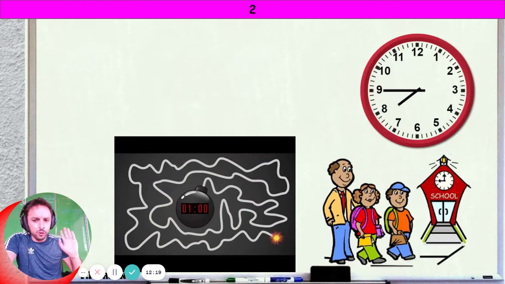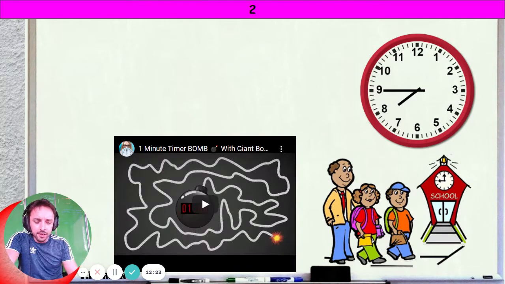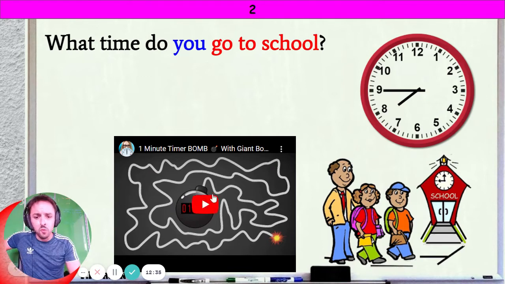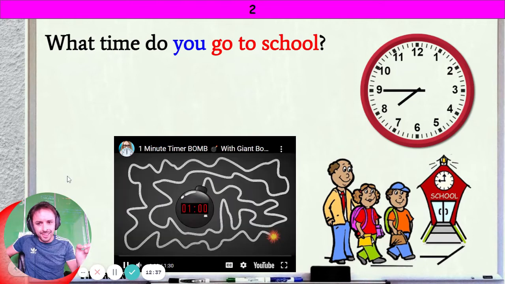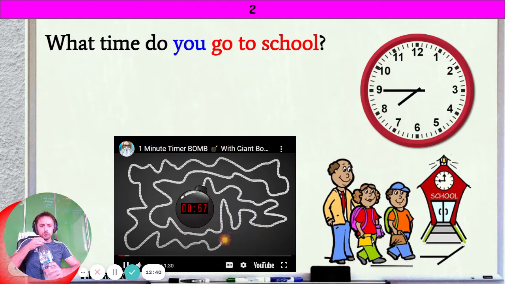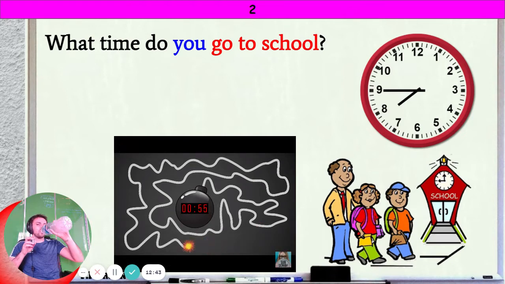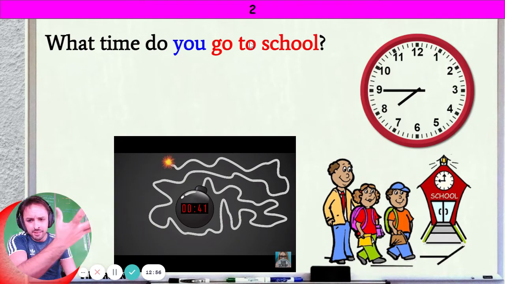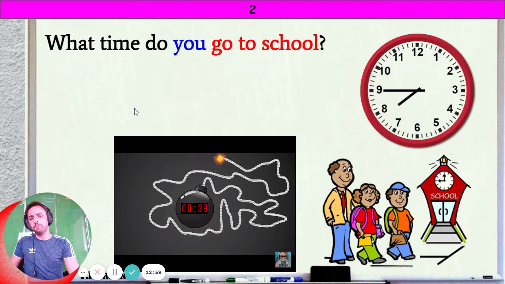Number 2, look at the picture, look at the clock. The question: what time do you go to school? You have 1 minute to write the answer. Remember, we start with the pronoun. You changes to I. Then we take the verb.